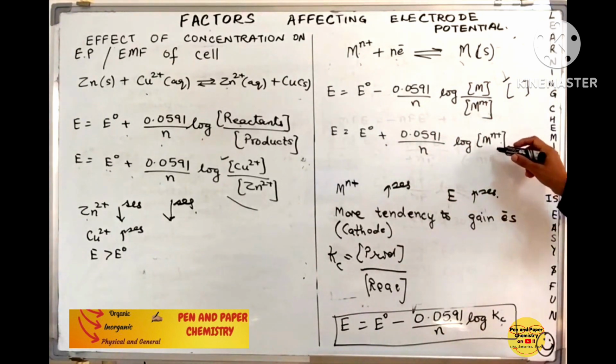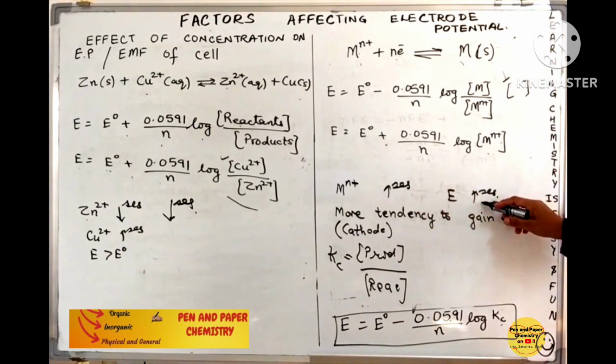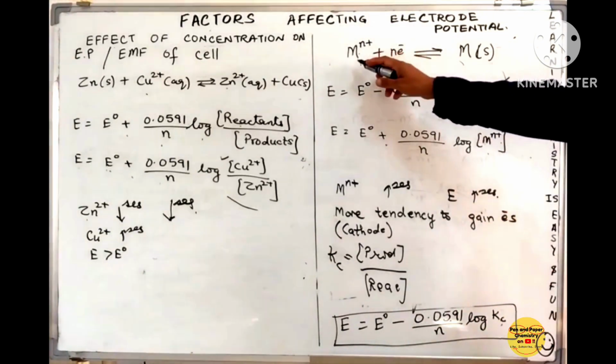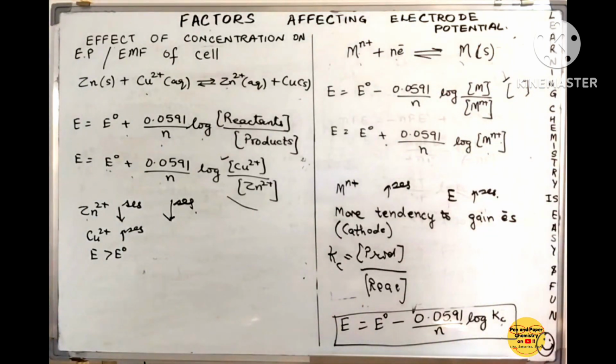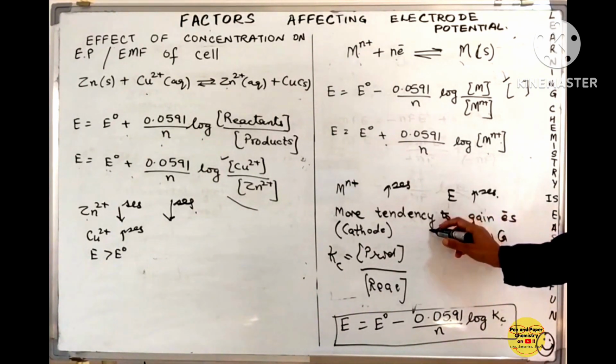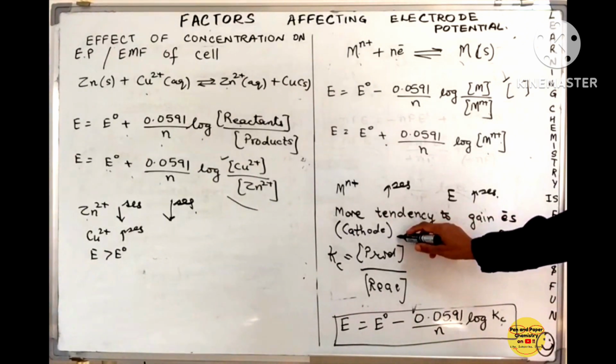Now again correlate the same way. If the concentration of Mn+ increases, there will be an overall increase in the EMF of the cell. Increase means there will be more tendency for this reaction to take place. That means this ion now wants to gain electrons and turn into a metal. When it has a tendency to gain electrons, it's reduction, OIL RIG. Reduction is gain of electrons. And reduction means it's the cathode.